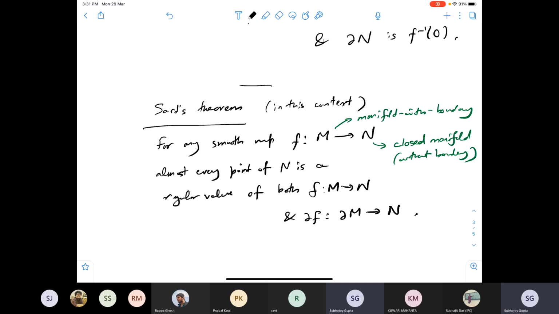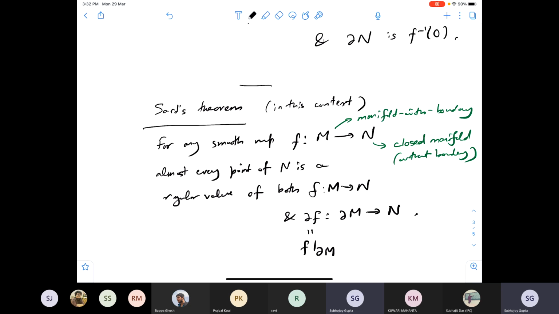Being smooth at the boundary point is just to think of it as this restricted map. This map is just the restriction of F to the boundary of M. Since the boundary of the manifold is a manifold in its own right, you can talk of smoothness of this map, all right?